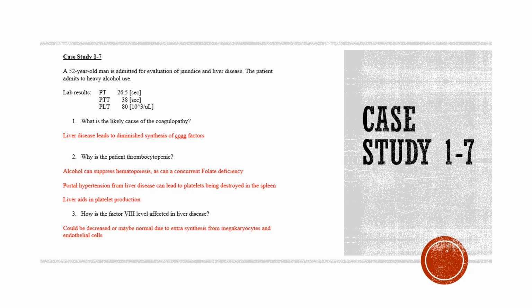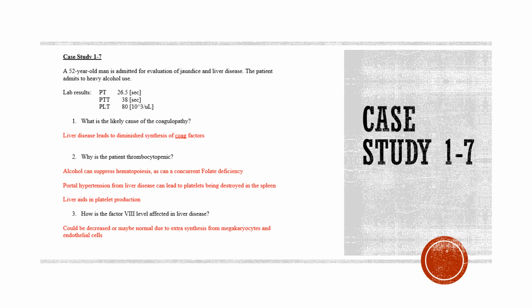And the reason for that is that liver disease leads to a diminished synthesis of coag factors that are produced there in the liver. It also leads to thrombocytopenia. Why? Because alcohol use can suppress hematopoiesis, as can the concurrent folate deficiency.